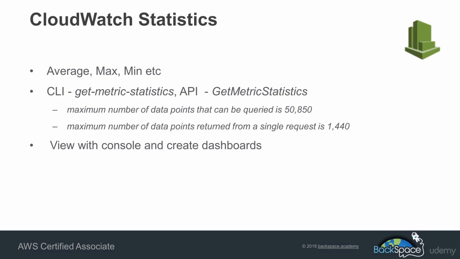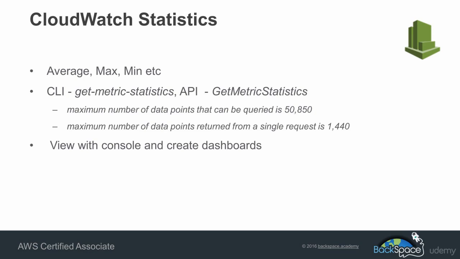So not only can we look at and monitor raw data, we can actually look at statistics. So if we wanted to look at average and max and min, which is probably what we would mostly look at if we're looking at this for a monitoring purpose as far as getting information and displaying that information, we can also get those statistics through three methods. We can get it through the CLI, the API, or through the console.